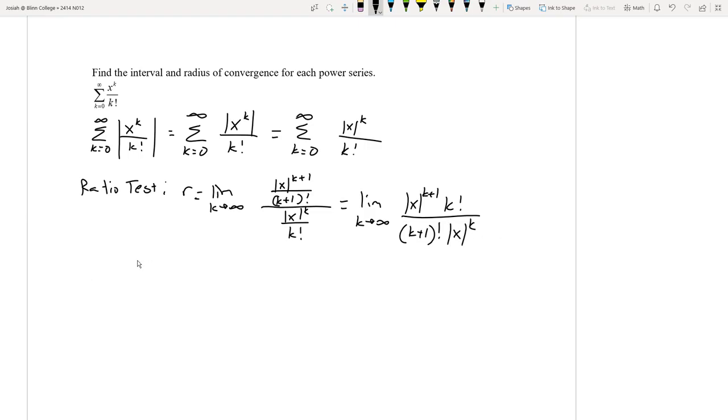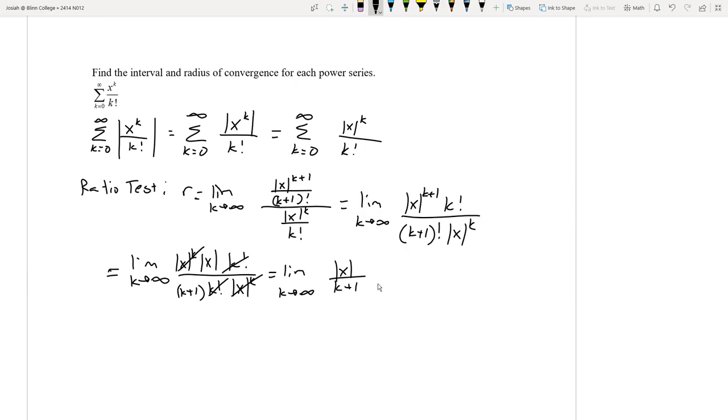And then we'll split these terms up. Right, that absolute value of x to the k plus 1 becomes absolute value of x to the k times absolute value of x. In the denominator, k plus 1 factorial turns into k plus 1 times k factorial. So we get some cancellation that goes on here, and we end up with the limit as k tends to infinity of the absolute value of x over k plus 1.